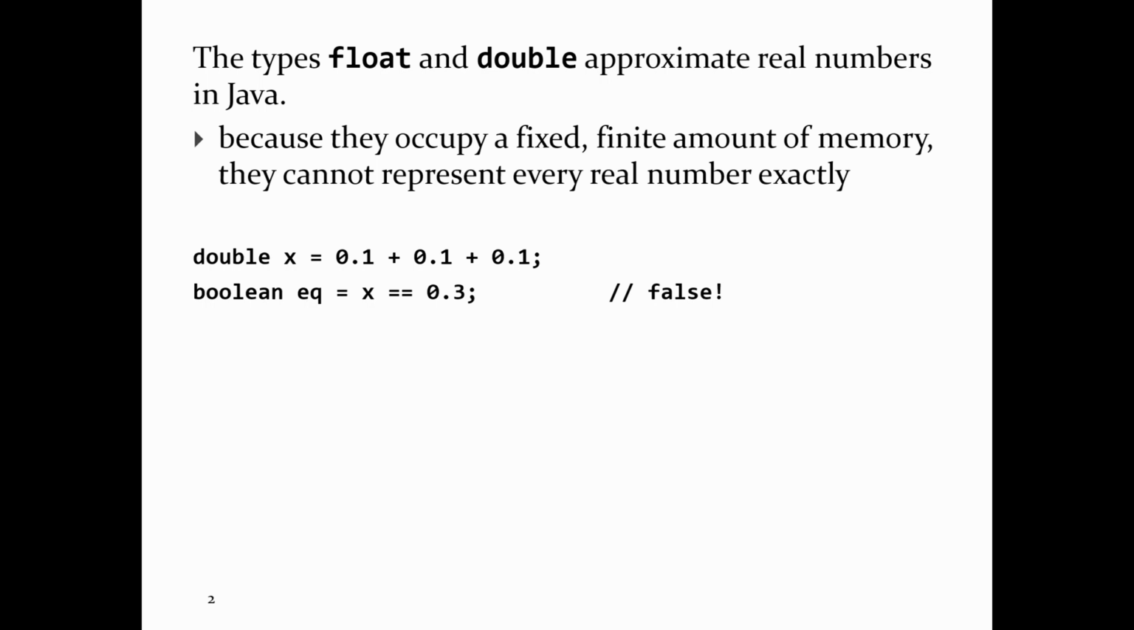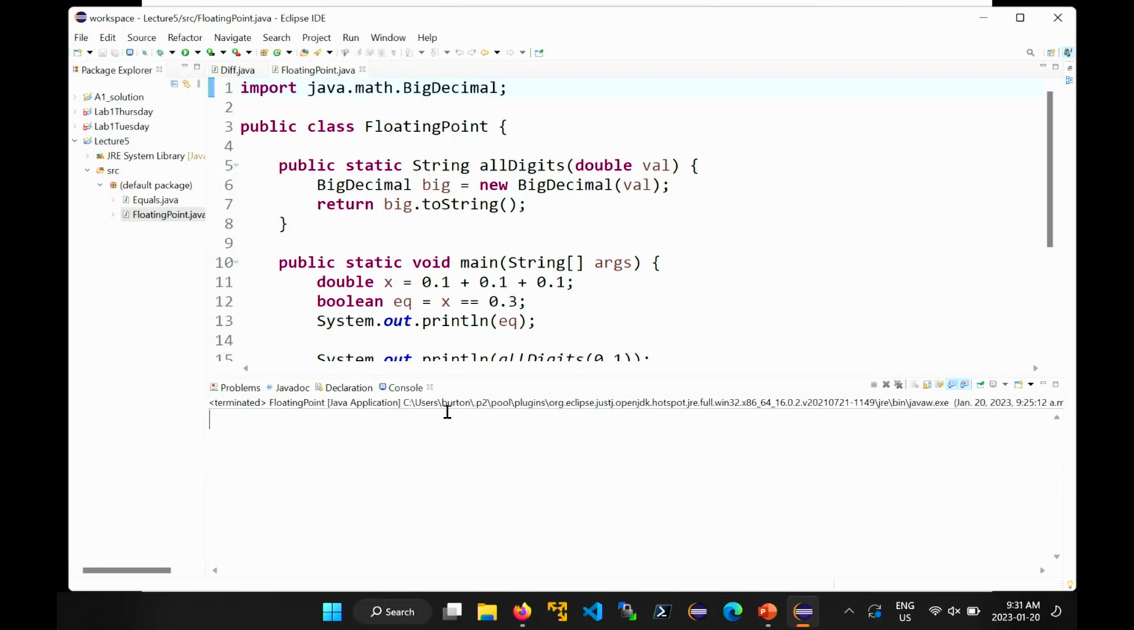So for example, if you compute 0.1 plus 0.1 plus 0.1, everybody here knows it's 0.3, right? But if you ask the computer, is the value of x the same as 0.3, it'll tell you no. And you don't have to believe me. You just run it in Eclipse or in your Jupyter Notebook.